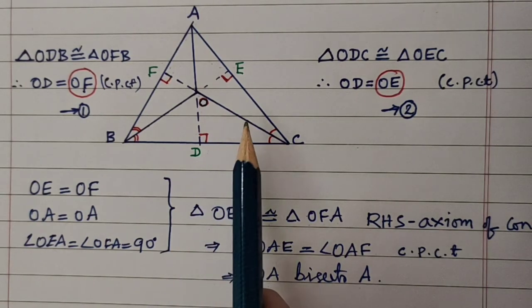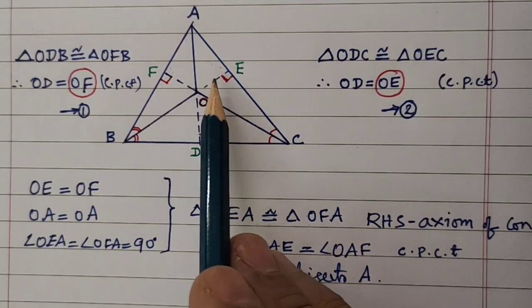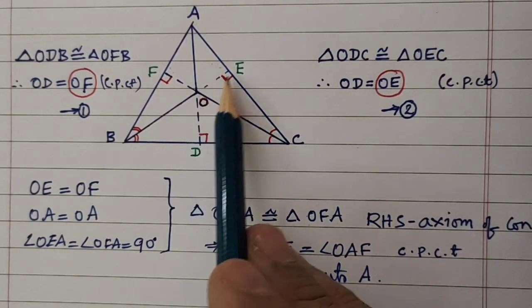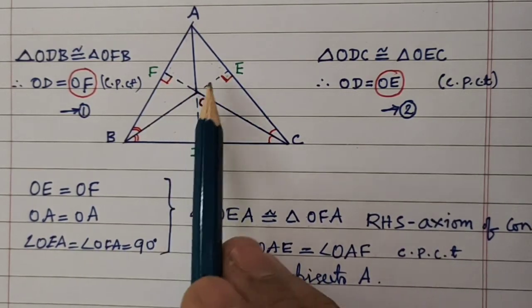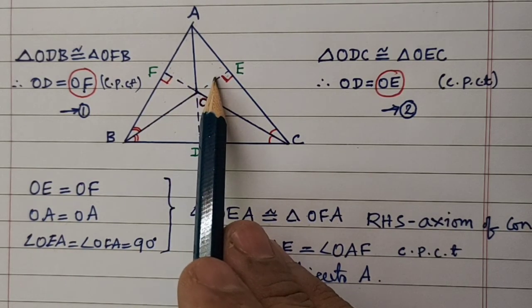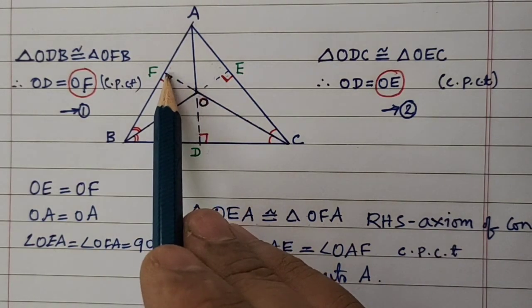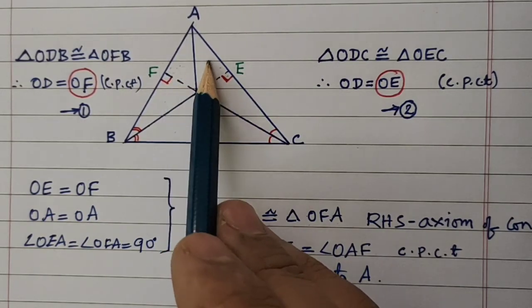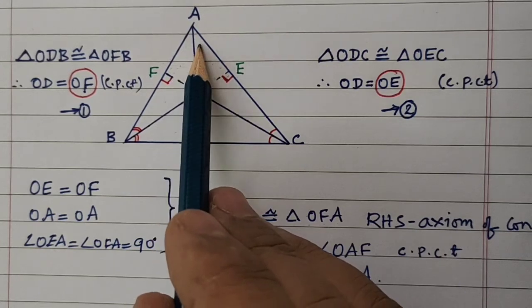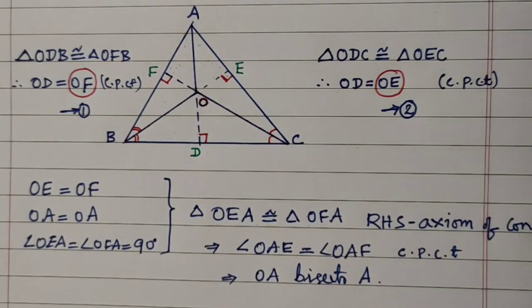In summary, prove these two triangles are congruent. Once these two are congruent, then OD is equal to OE. Then prove these two are congruent, then OD is equal to OF. Once this is equal to this and this is equal to this, then this side will become equal to this. When the hypotenuse, one side and one angle are the same, then this triangle is congruent to this triangle. Once these two are congruent, then this angle and this angle are equal, and we can say that OA is bisecting angle A.